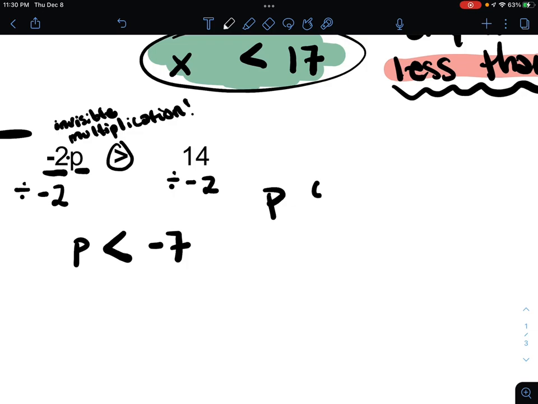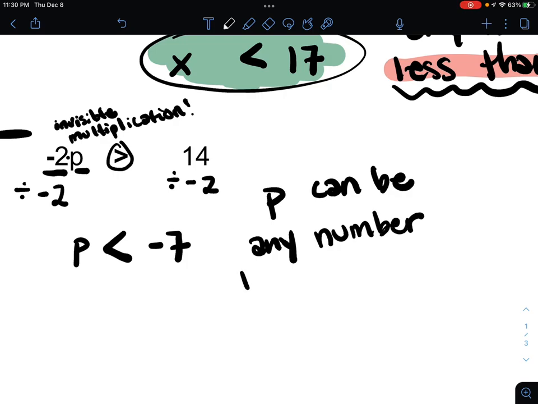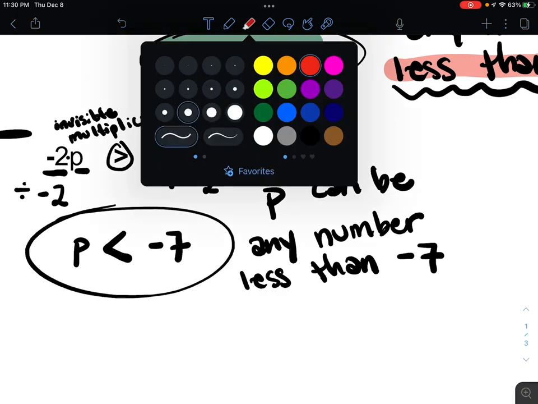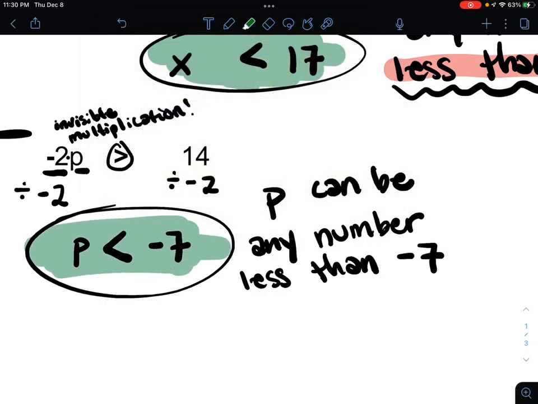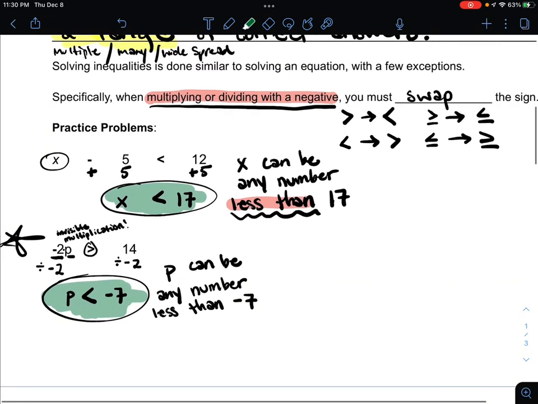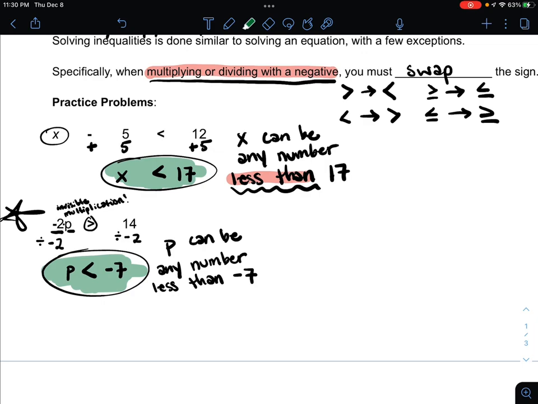So p can be any number less than negative 7. So this answer means that p can be any number less than negative 7. We had to flip that sign because we divided by a negative.